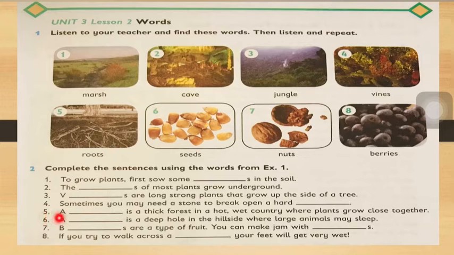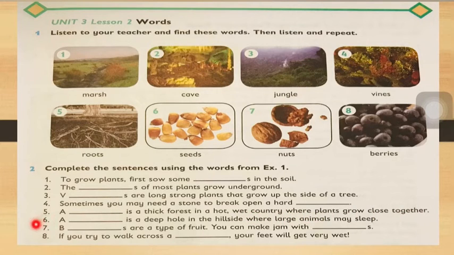Number 5. Dash. A dash is a thick forest in a hot, wet country where plants grow close together. Now children, I will read it again. Very simple. I'm sure you must have got the answer. A dash is a thick forest. What is a forest? Full of trees in a hot, wet country where plants grow close together. Now, where do a lot of plants grow close together? Superb, children. So, here we will write jungle. A jungle is a thick forest in a hot, wet country where plants grow close together.